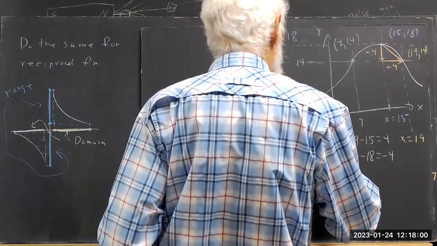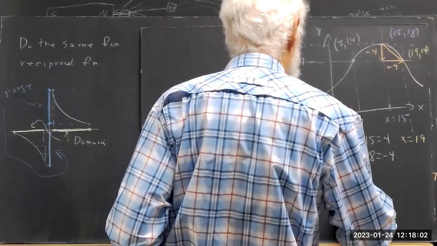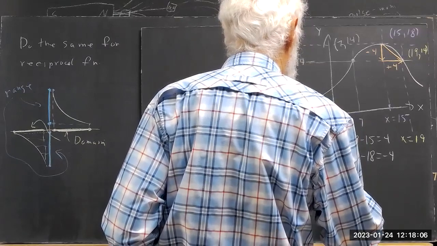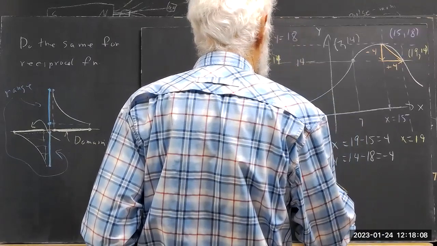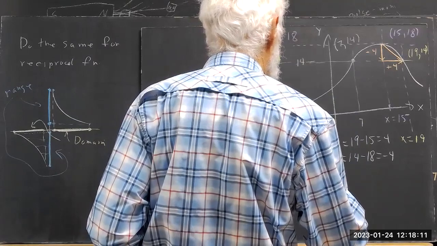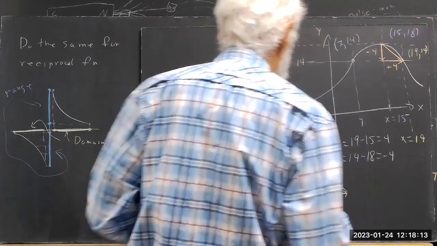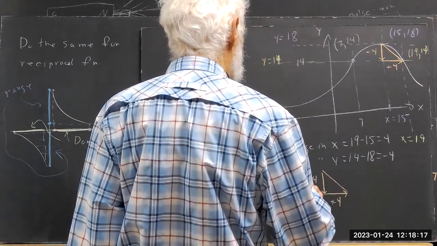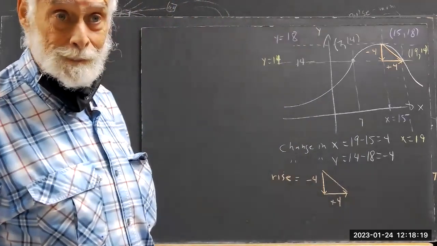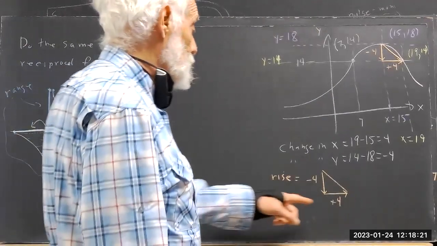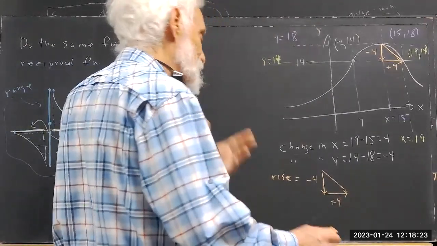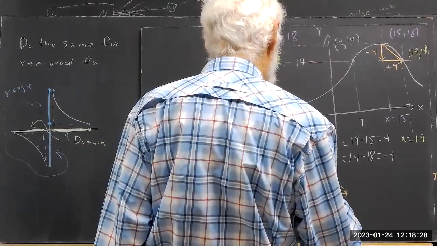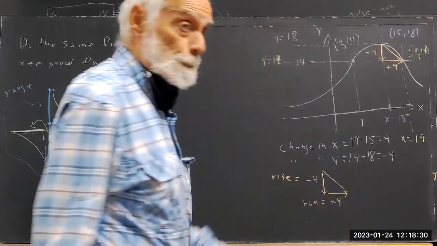Well, this should be familiar to you now. Negative 4 has a name called the rise. And what do you think the name of this is? Well, I don't want to take the time to stop the video. This is called the run.